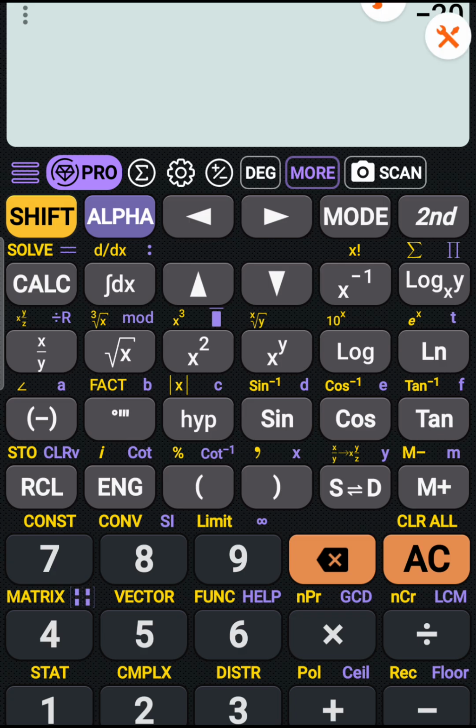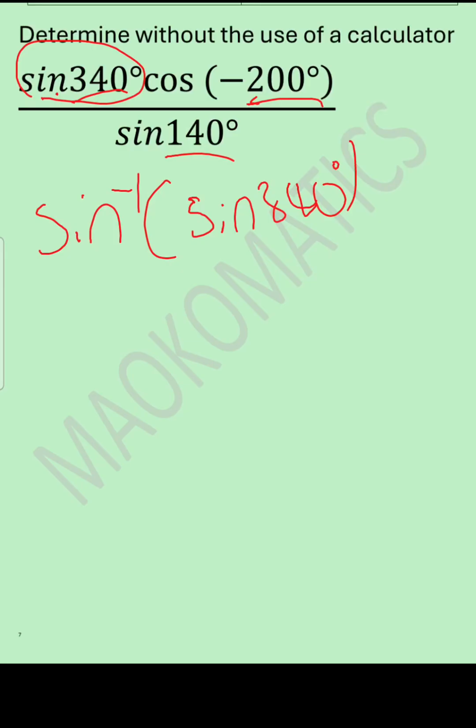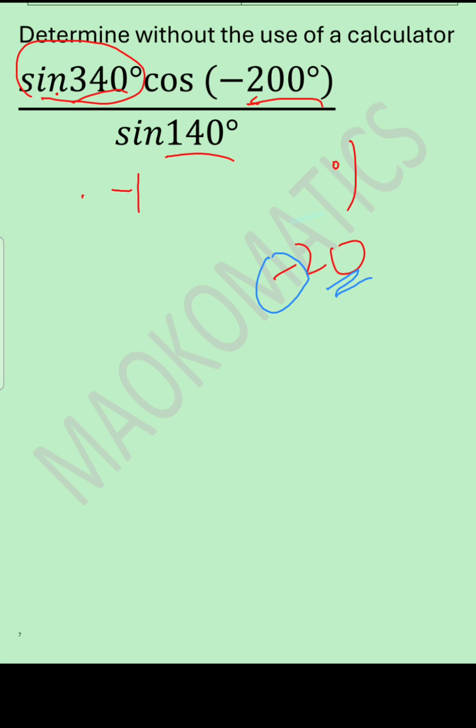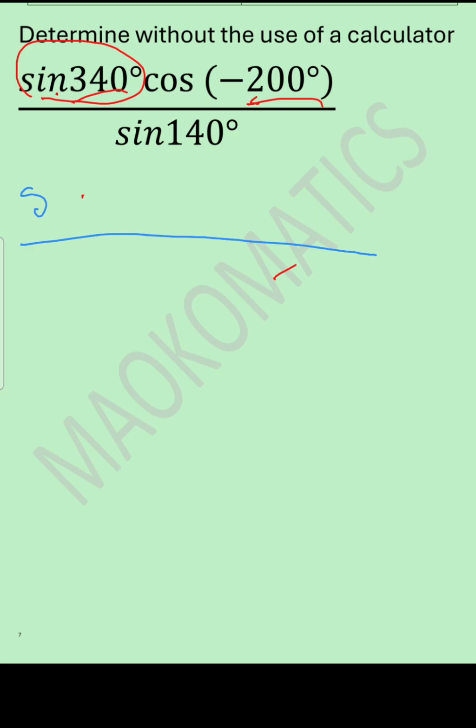Which is the 340. So when I do this, I got 20. Now the negative goes to the trig ratio. This goes to the trig ratio, and this replaces the big angle there. So this is now sine of 20. But remember, I got negative 20. The negative sign goes to the trig function.